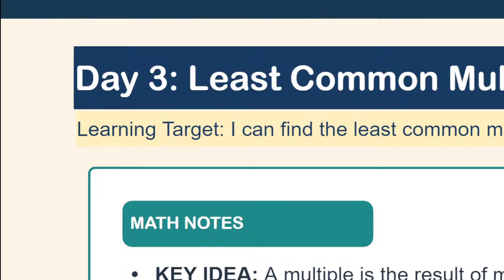Big tip, do not mix them up. GCD uses factors, LCM uses multiples. Modeled example. LCM of 4 and 6. Multiples of 4 are 4, 8, 12, 16. Multiples of 6 are 6, 12, and 18. The first common multiple is 12.